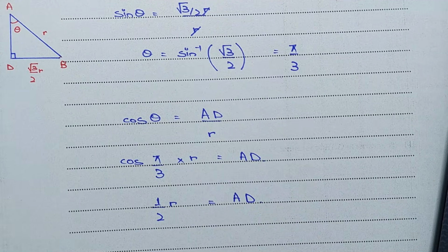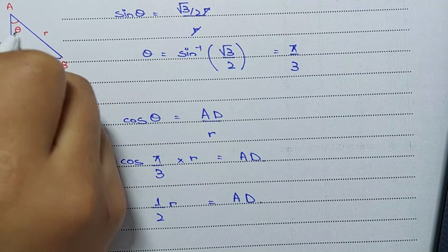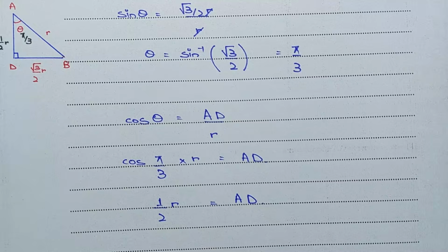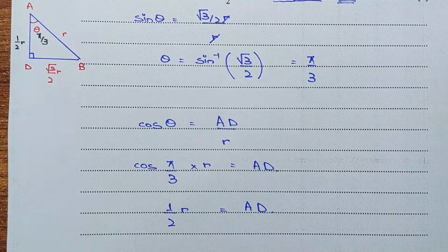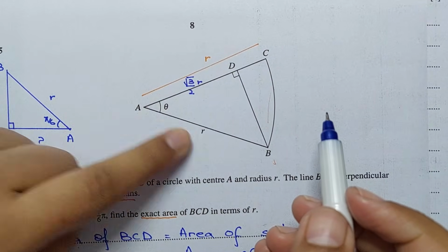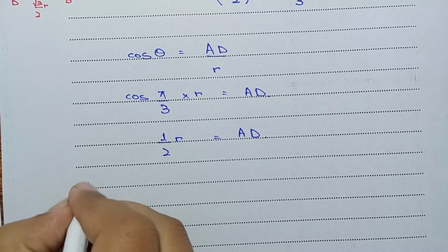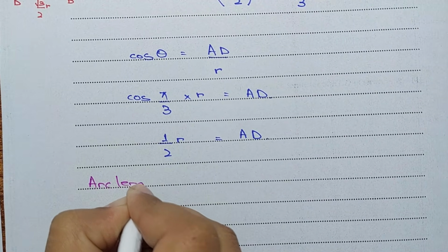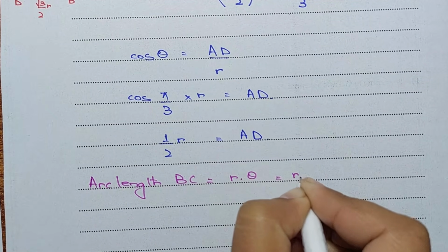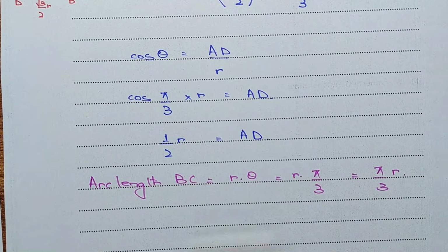Okay, now we have figured out the length of AD, which is half R, and theta, which is pi by 3. Now to get the perimeter, moving back to the diagram. For the perimeter, we need to find the arc length BC, which is radius times theta. Theta is pi by 3, right? So the arc length BC is radius times theta. The radius is r, the theta is pi by 3, so this is pi over 3 r. This is the arc length, right?